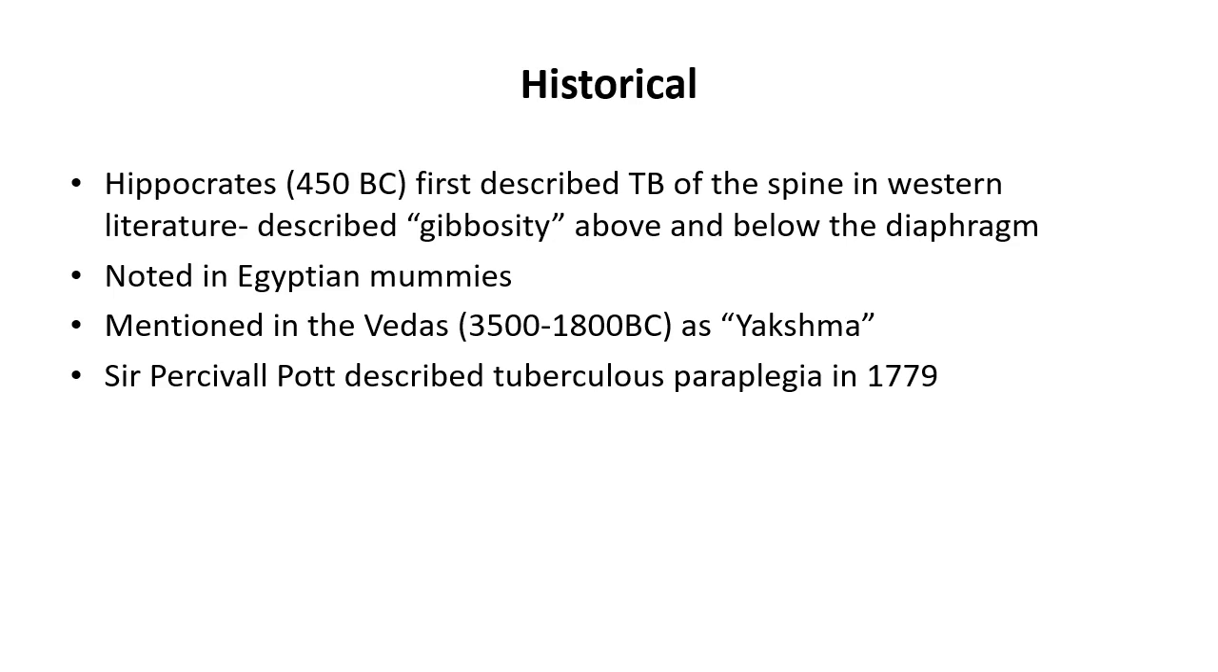In India, it is mentioned in the Vedas, the Rig Veda and the Atharva Veda, dating back to 3500 BC to 1800 BC as yakshma, with descriptions of many forms of the disease. Sir Percival Pott described tuberculous paraplegia in 1779 as that kind of palsy of lower limbs which is frequently found to accompany a curvature of the spine.